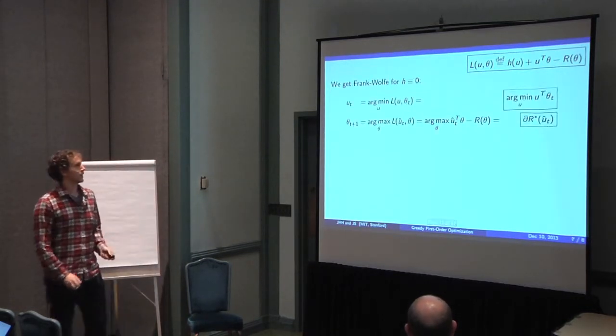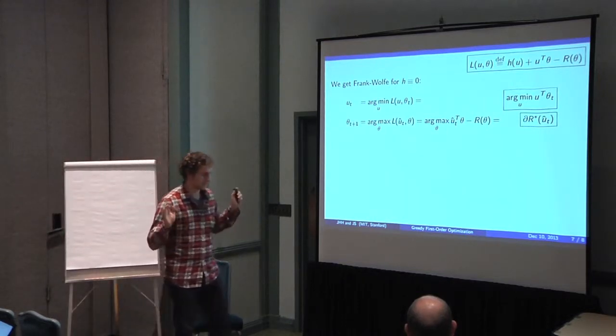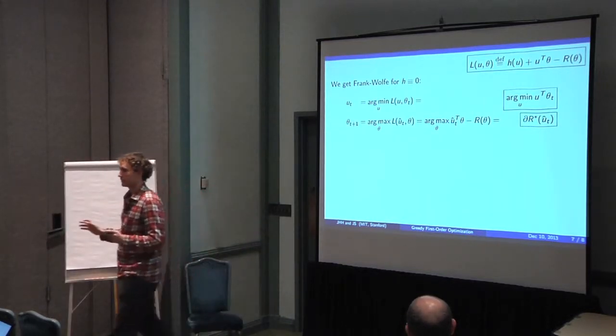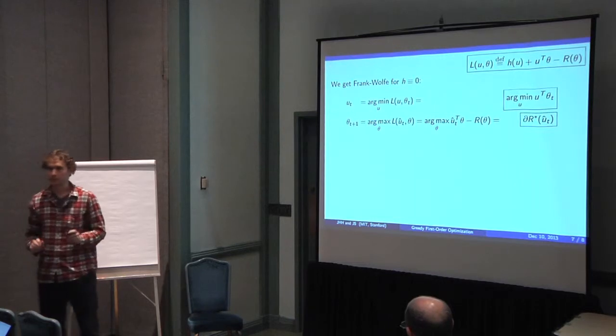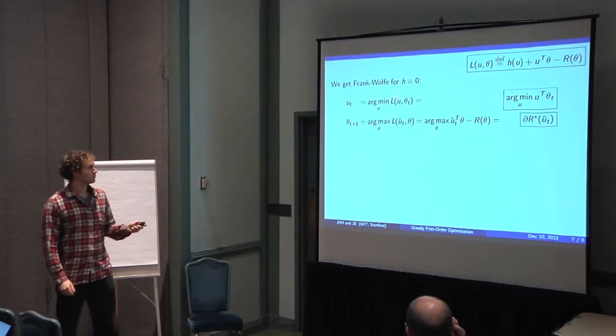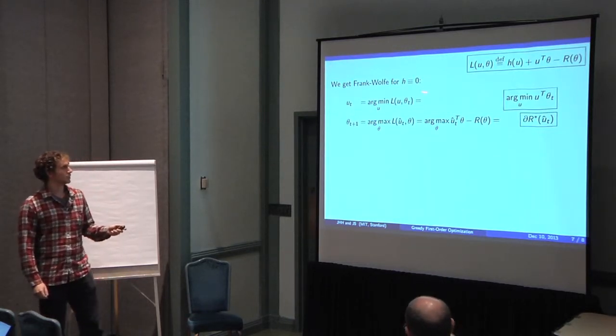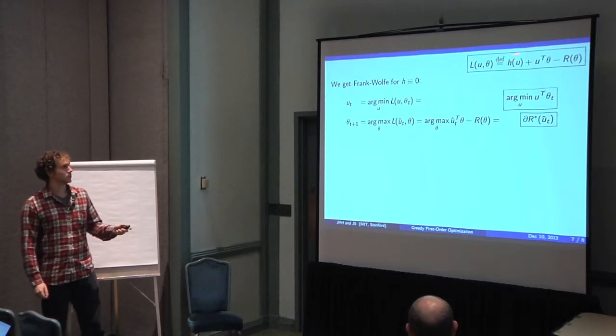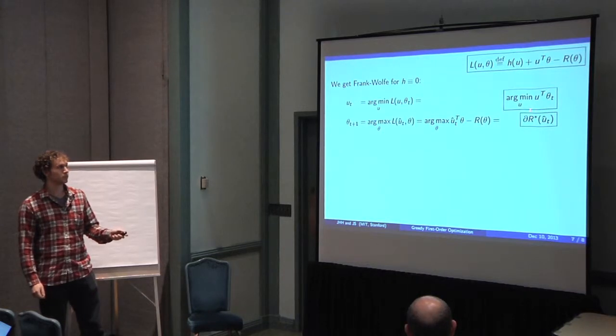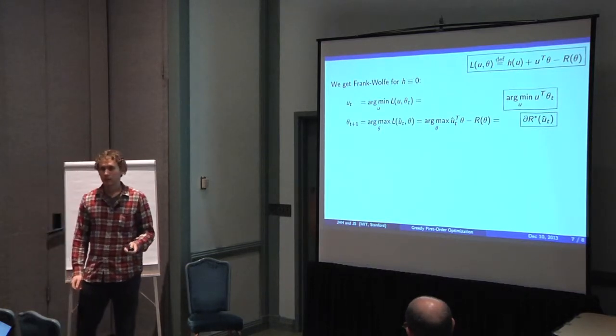OK. And now I promised that I would get back to Frank-Wolfe. So it turns out that Frank-Wolfe is just a special case where H is equal to 0. So when H is 0, what are our updates? So U is just going to be, we're going to minimize this part. H is 0, so we're just minimizing U transpose theta.